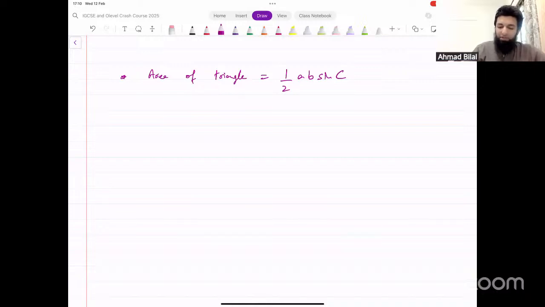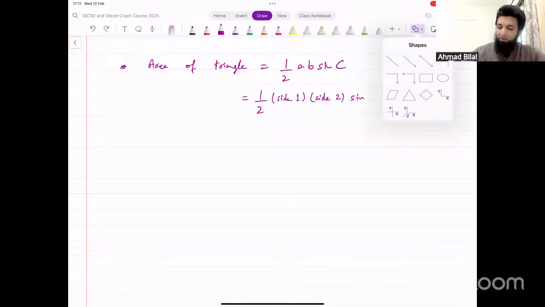Now, what does that mean? What's a, what's b, and what is C? Let's understand that a is one of the sides of the triangle. So you can say this is side one. b is another side of the triangle. Let's say that is side two. Into sine of C. What is C going to be? The triangle is going to look like this.